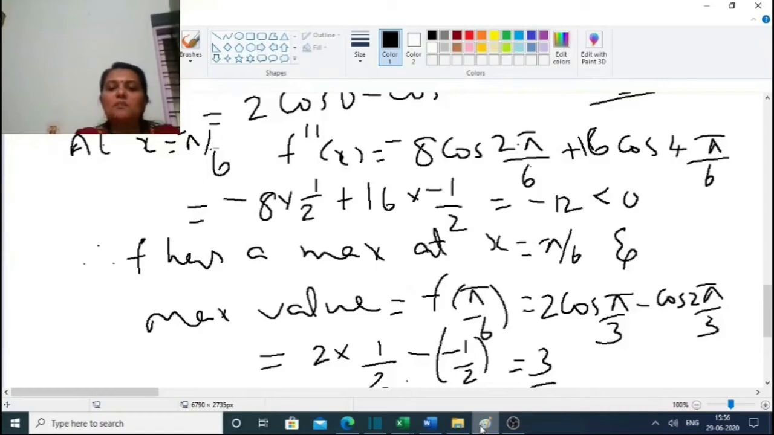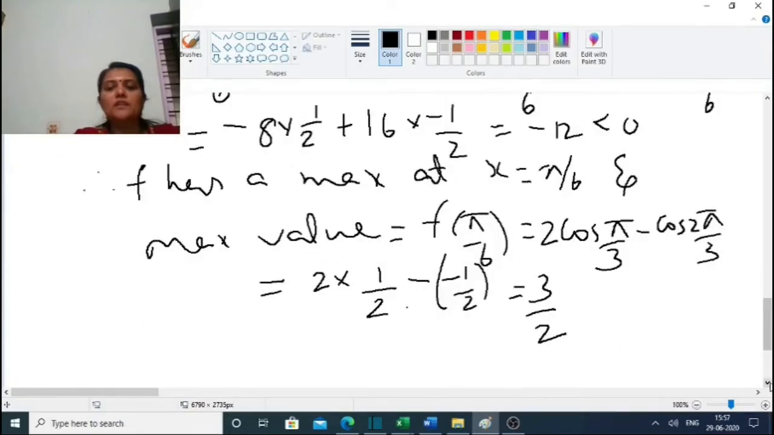Therefore f has a maximum value at x equal to pi by 6, and the maximum value is equal to f of pi by 6, equal to 2 cos pi by 3 minus cos 4 into pi by 6, which is equal to 2 cos pi by 3 minus cos 2 pi by 3, which is equal to 2 into half plus half, which is equal to 3 by 2.